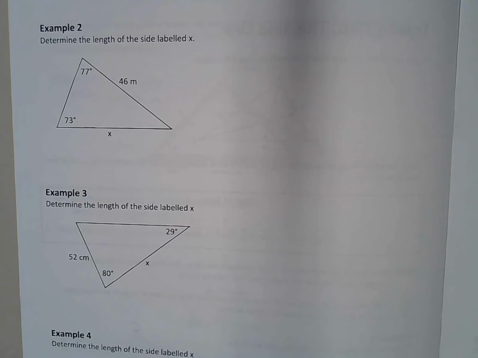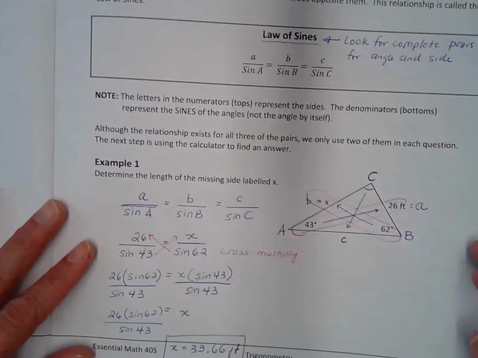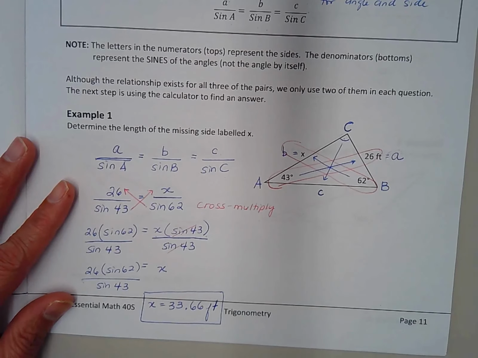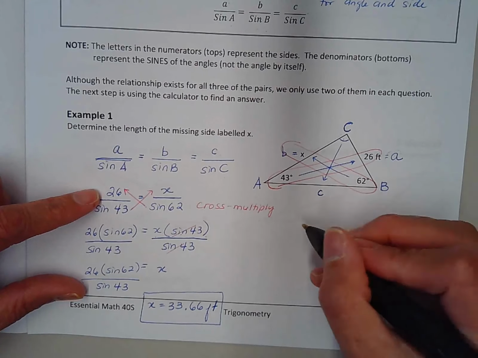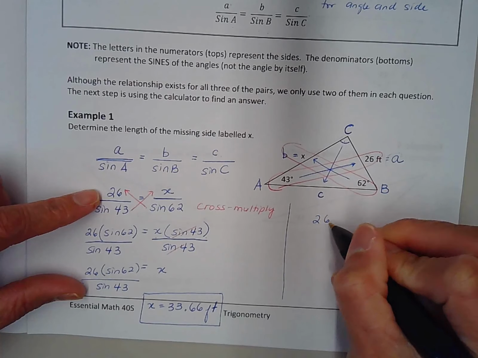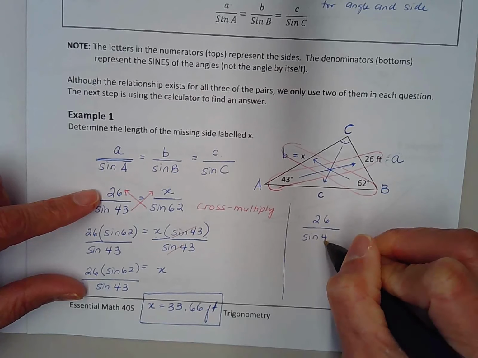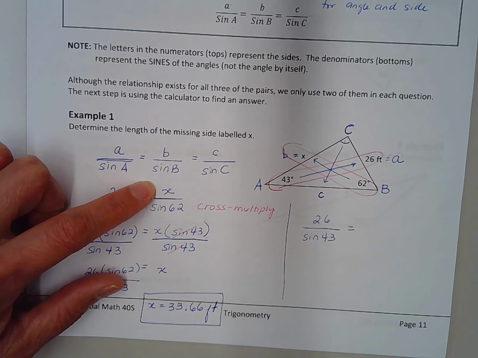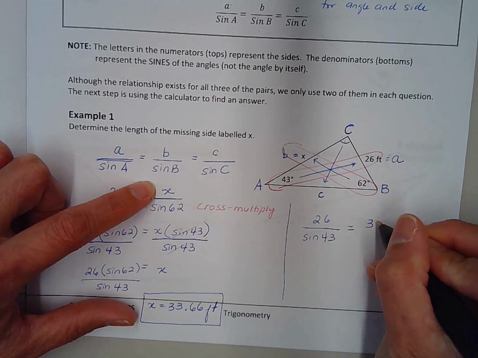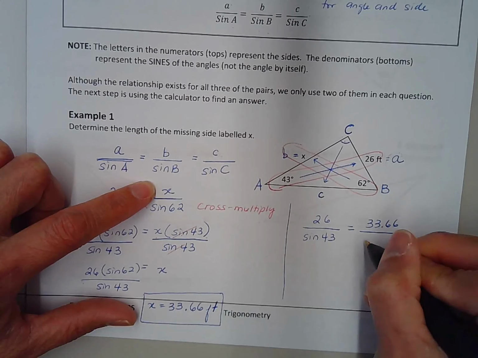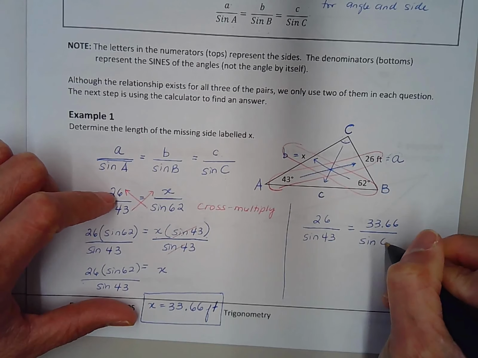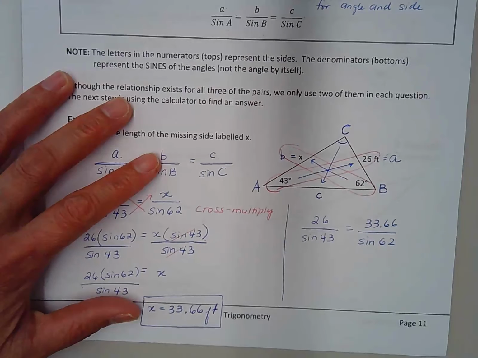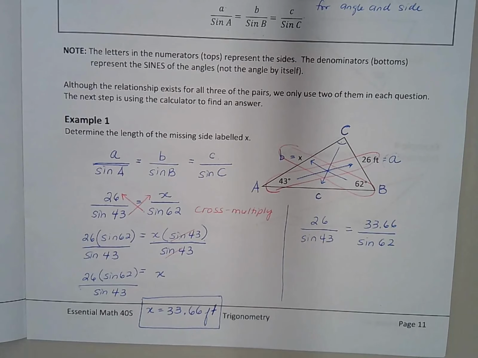You know, I just thought about something. Let's back up a bit. So we said A is 26 divided by the sine of 43, and it equals x. We just figured out x, right? We said x is 33.66, over the sine of 62. Okay, so this is one way to check if your answer makes sense.